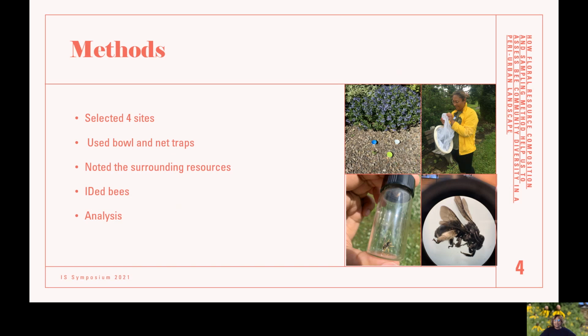So I had 4 sites selected in a peri-urban habitat, and here what I did was I used bowl and net traps to collect bee specimens, which I would ID later. Over here you can see the bowls on the top left and me with a net on the top right. And while I was doing this, I also noted the surrounding floral resources and whether they were native or non-native. I then ID'd these bees as close as I possibly could and then did a statistical analysis on these results.